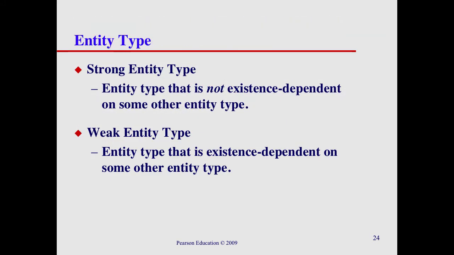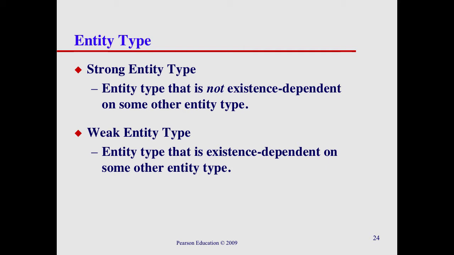We talked about strong and weak entity types. I said I really won't even test you on this, but I expect you to know it because it does come up in the real world sometimes. The weak entity type is one whose existence depends on the strong entity type. It would disappear if that strong entity disappeared. So, for example, rooms in a hotel are in some sense a weak entity type because if their hotel disappears, they disappear.